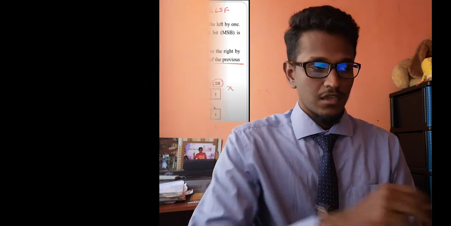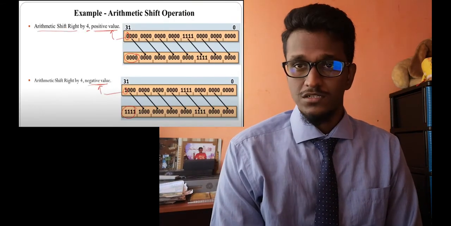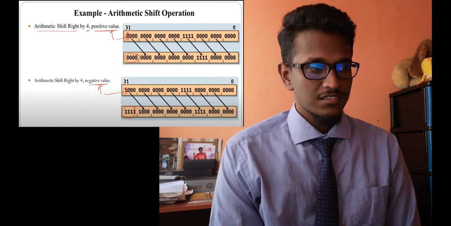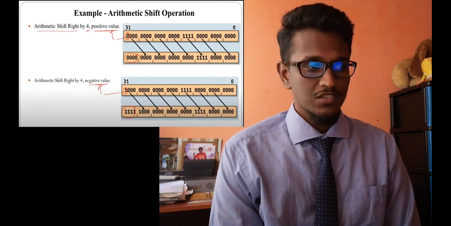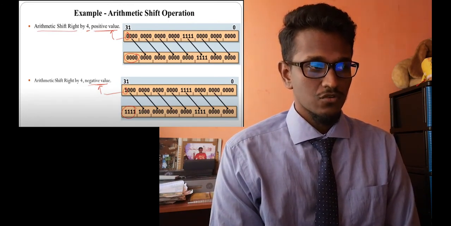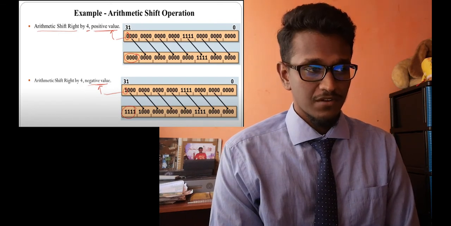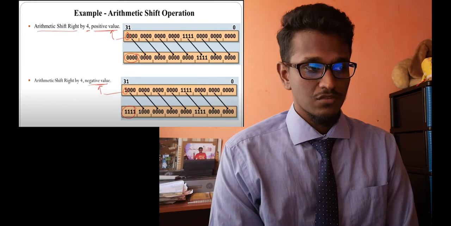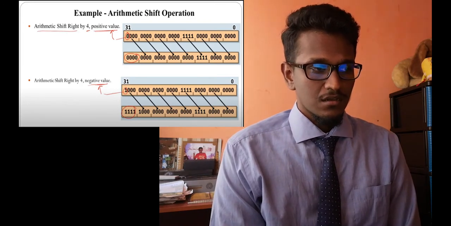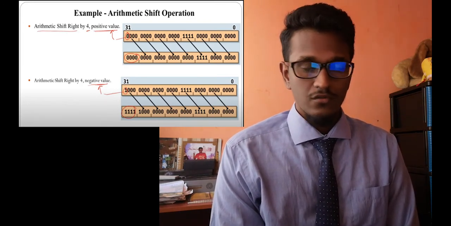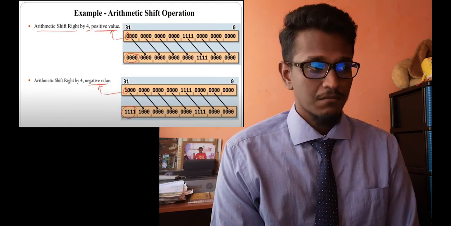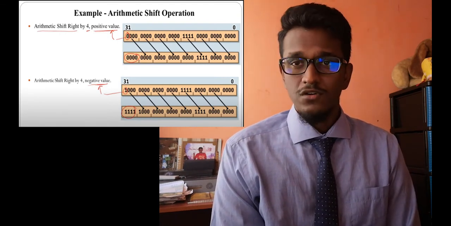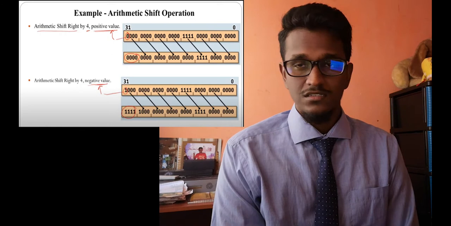Now we will look at two examples of arithmetic shift right operation. In the first example, the MSB bit is 0. So when we perform arithmetic shift right by 4 digits, all the 4 digits will become 0. In the second example, the MSB bit is 1. So when we perform arithmetic shift right by 4 digits, all the 4 digits will become 1. So this is how it works.